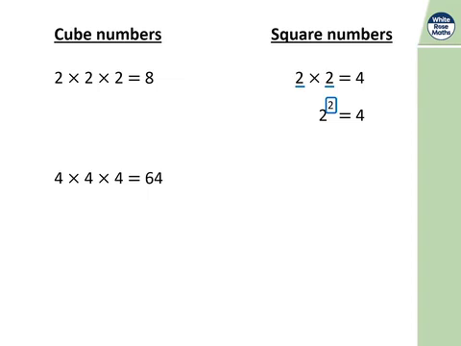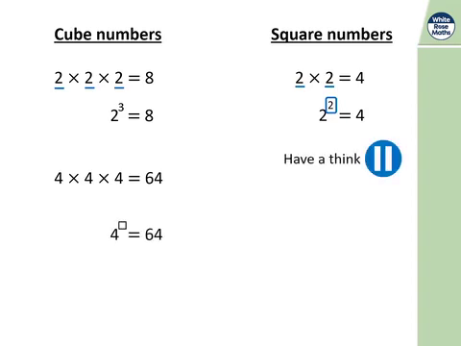We write cube numbers in quite a similar way, but this time we are taking a number, in this case 2, and we're multiplying it by itself 3 times. Therefore, the small number that we write above and just to the right of the number we're cubing is a 3, because 2 times 2 times 2 is 2 cubed. How do you think we write 4 cubed? Have a think. This time we're multiplying 4 by itself 3 times. So we'll write 3. And how do we say that sentence? We say that like this. 4 cubed is equal to 64.